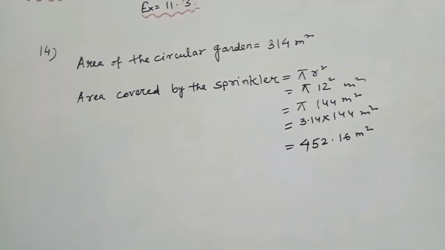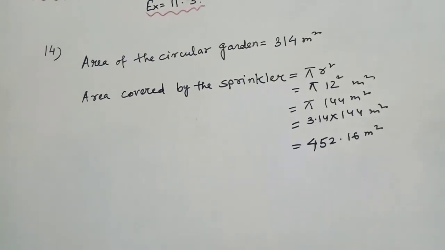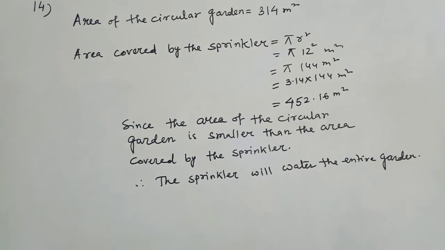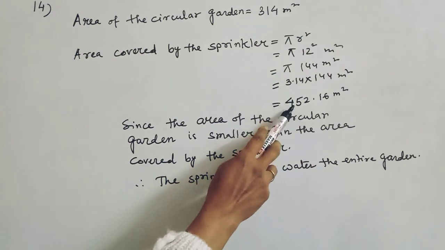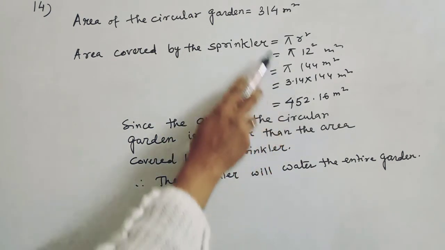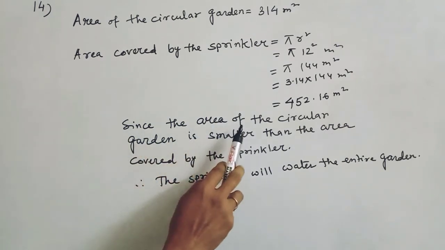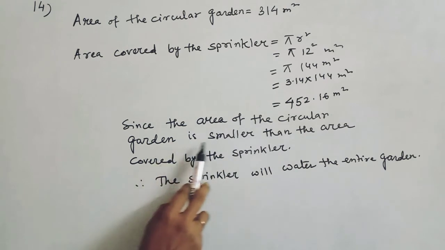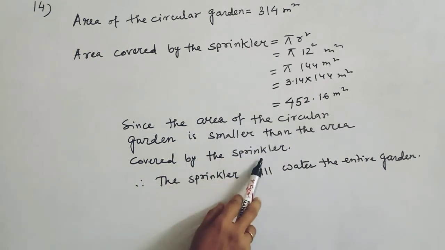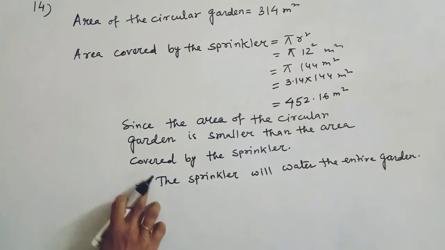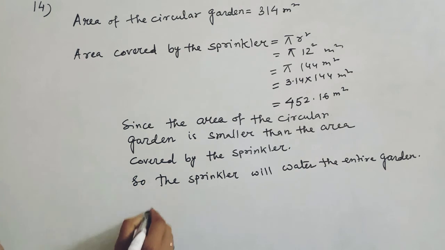You will write here that after finding the area covered by the sprinkler, and you will see that it is greater than the area of the garden, then you have to write this answer. Since the area of the circular garden is smaller than the area covered by the sprinkler, therefore the sprinkler will water the entire garden.